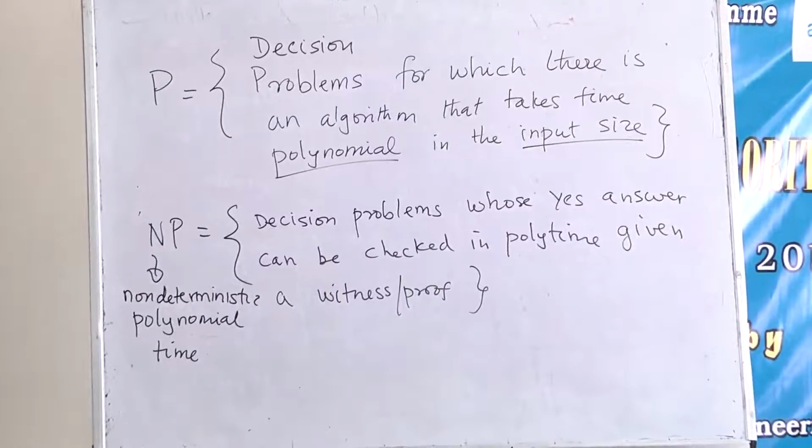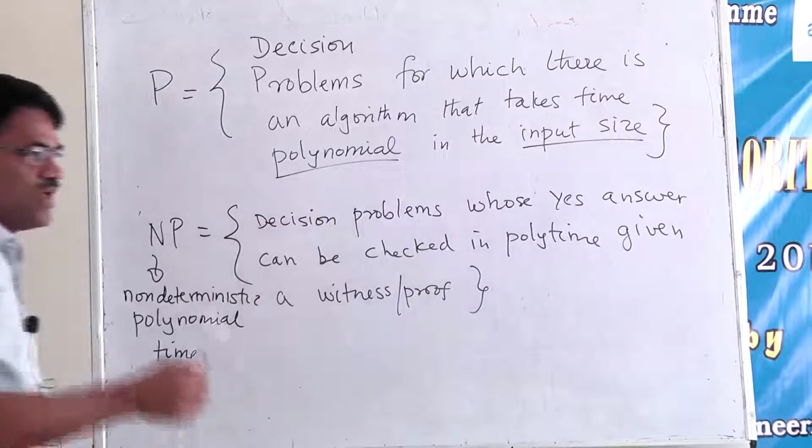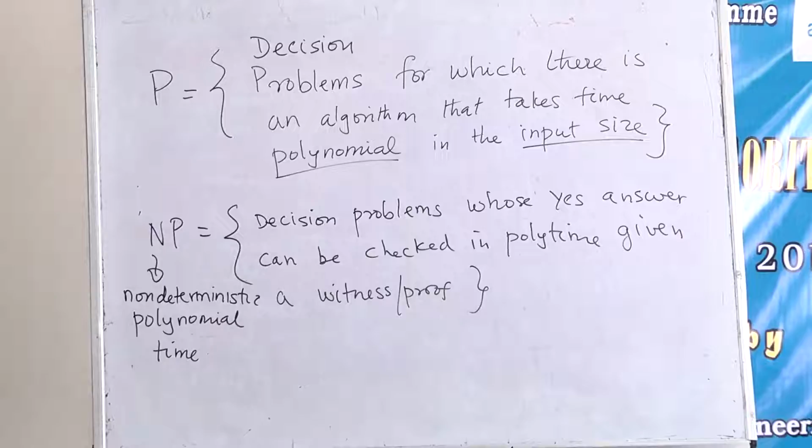But the informal definition is the following: if somebody gives me a yes answer and a proof, then I can verify it in polynomial time. Such problems belong to the class NP. I'll give you some examples.